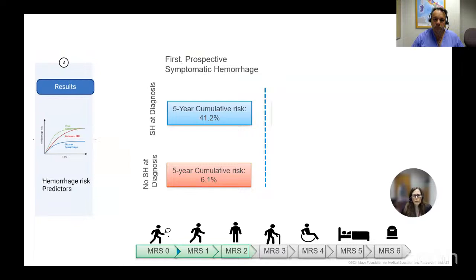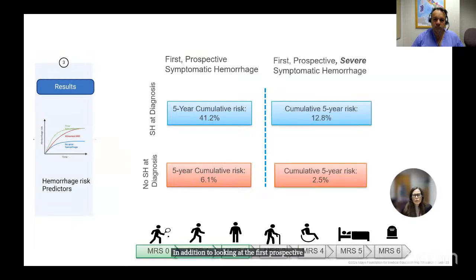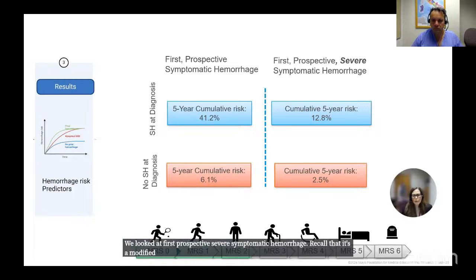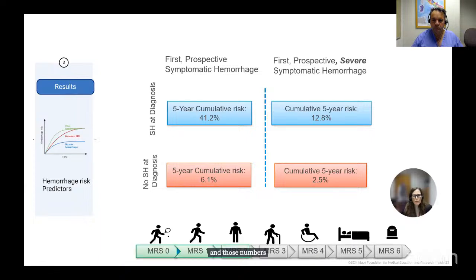In addition to looking at the first prospective symptomatic hemorrhage, we looked at first prospective severe symptomatic hemorrhage. Recall that it's a modified Rankin score of 3 or higher at the time of the hemorrhage. And those numbers were 12.8% in the symptomatic hemorrhage at diagnosis group versus 2.5% in those without hemorrhage at diagnosis.